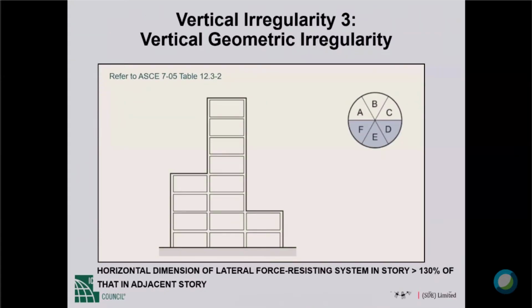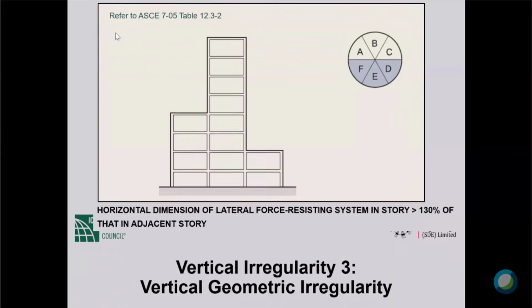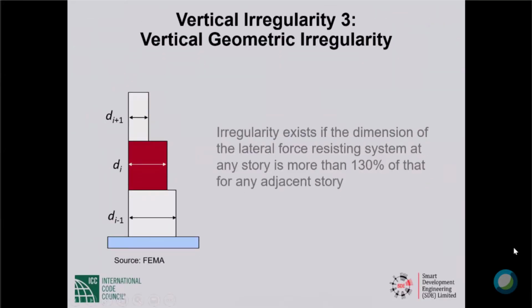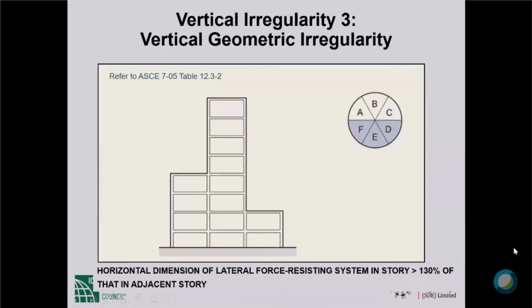Okay. The next is vertical type 3, vertical geometric irregularity. Okay, vertical geometric.